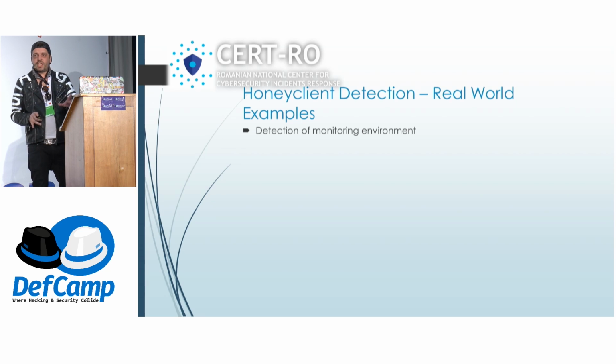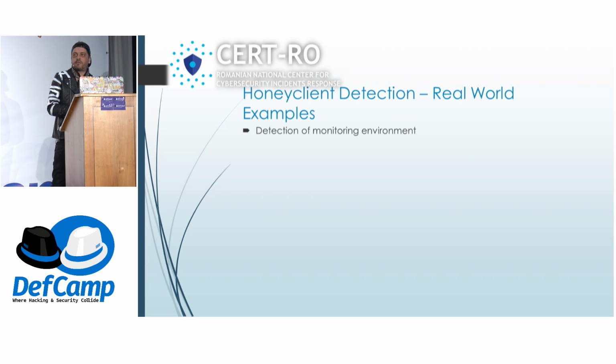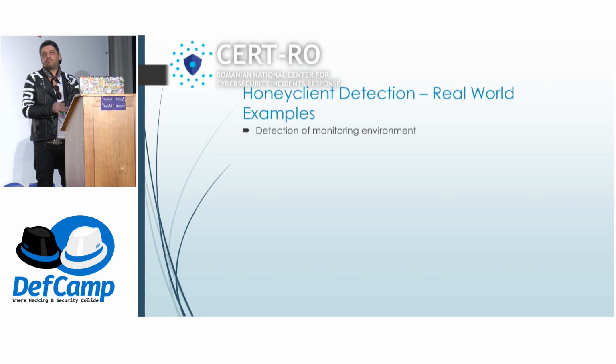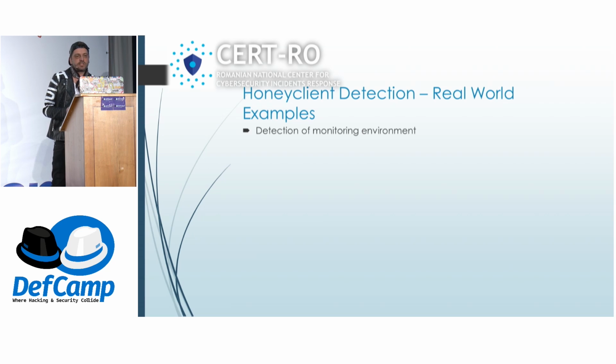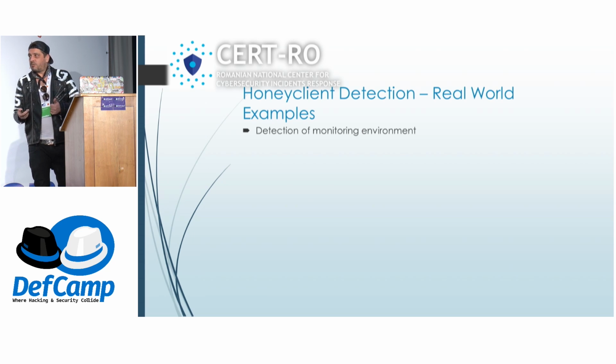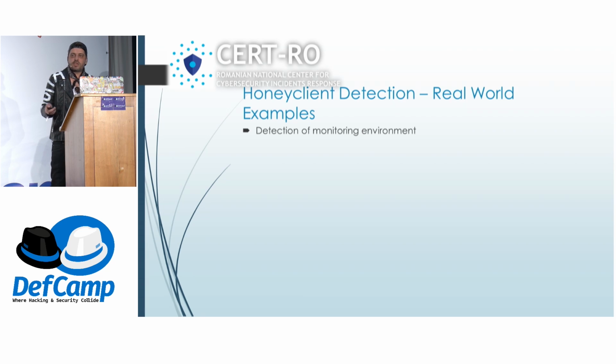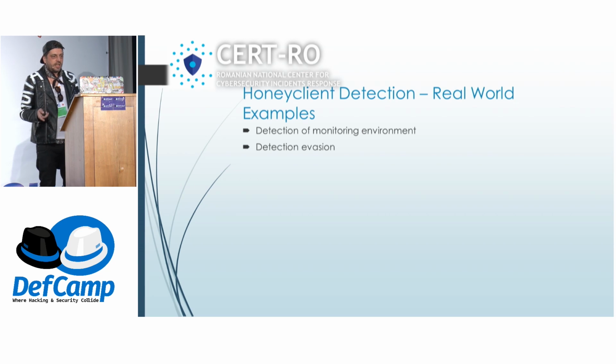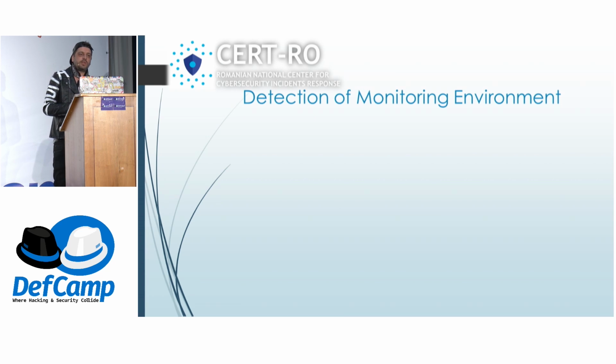Basically, there are two types of verifying if you're in an analyzing environment. First, you detect the monitoring environment, either by, I don't know, a MAC address or certain files or other signs. Secondly, there is detection evasion. I will start with detection of the monitoring environment.